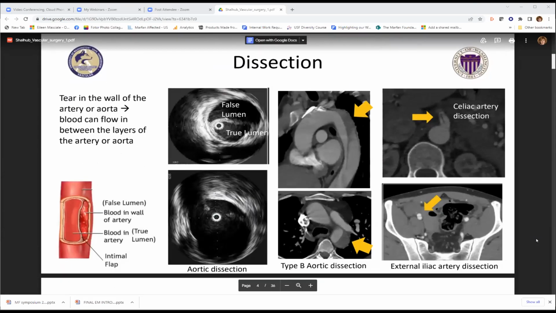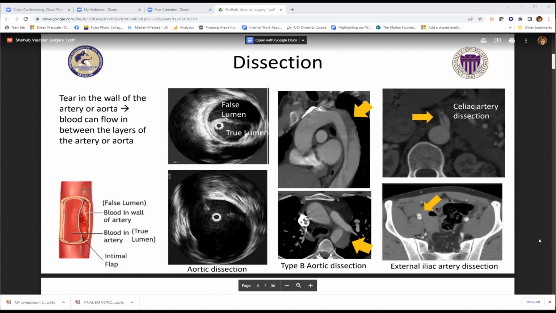Dissection, on the other hand, is different. Dissection means that there's a tear in the wall of the artery or the aorta, and blood then flows between those layers. And what that does is then, as you can see in the picture in black and white, I don't have an arrow to show you, but you see where I labeled false lumen and true lumen, and then there's a line in between them. So that is a dissection where the inner liner has sheared off.